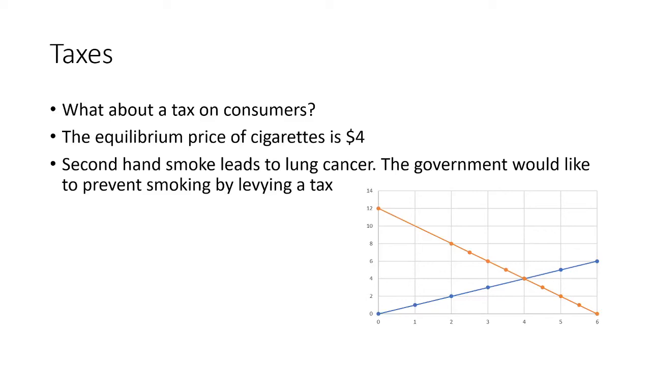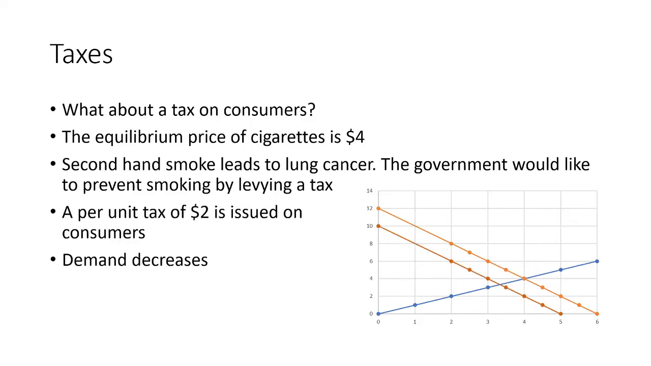So now we talked about a tax on producers. What about taxes on consumers? So look at the equilibrium price of cigarettes in this market is $4, but we know that secondhand smoke leads to lung cancer, and the government would like to prevent smoking by levying a tax. So let's assume a per unit tax of $2 is issued on consumers.